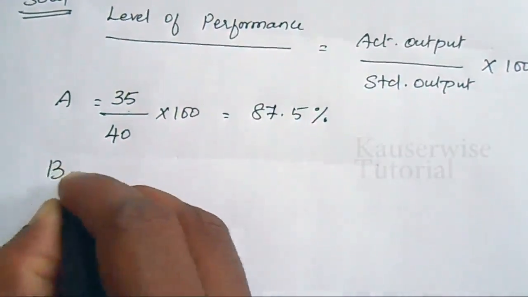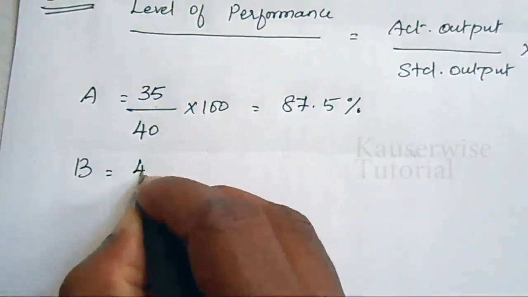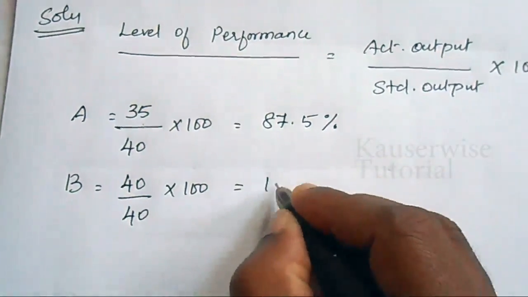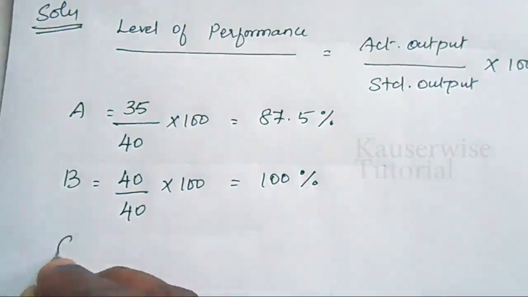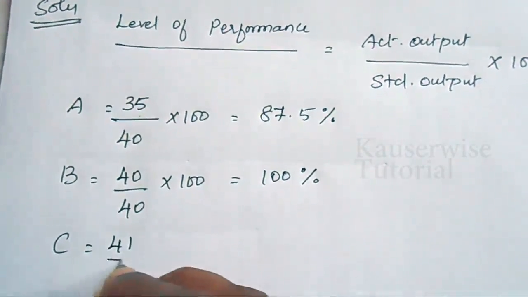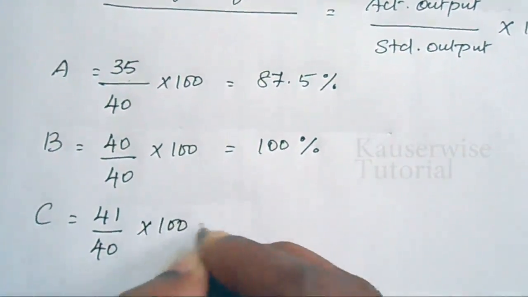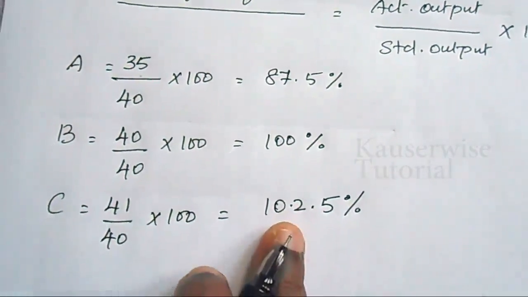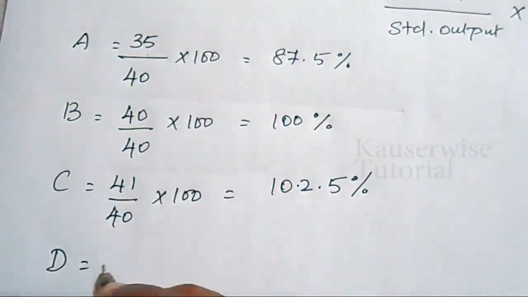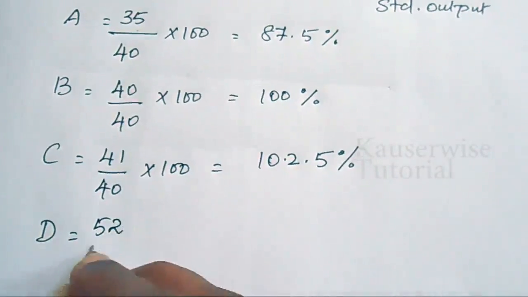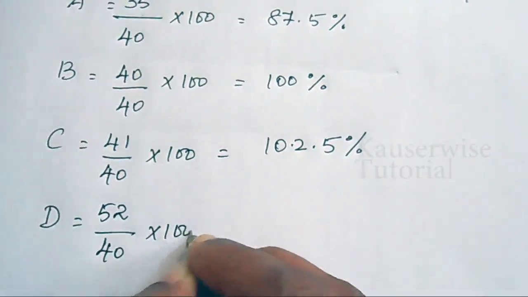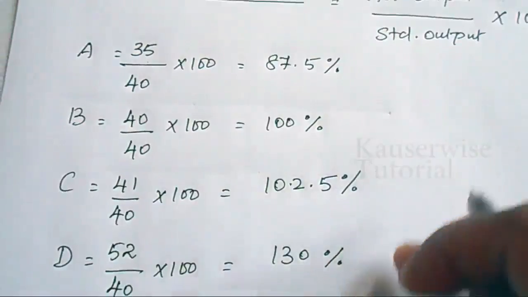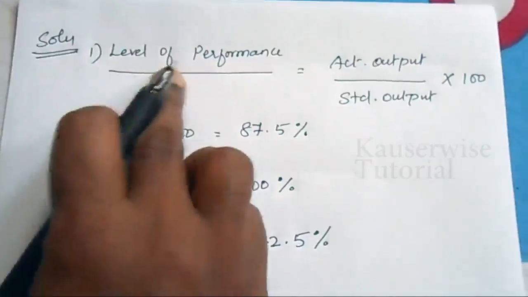87.5%. For B, his actual output is 40, standard 40, into 100, so 100%. For C, actual 41, standard 40, his level of performance is 102.5 percentage. For D, actual 52, standard 40, percentage 130. Now we have got the level of performance of each and every employee separately. Level of performance is over.